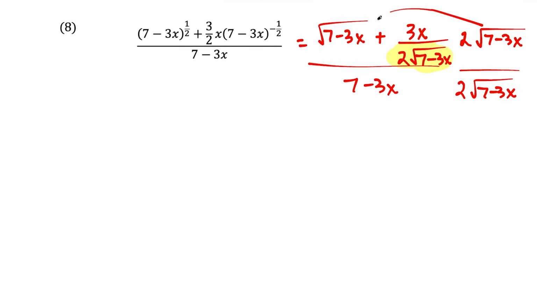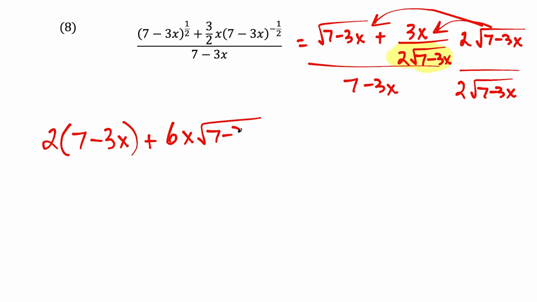So in the next line, we're going to distribute. And when we multiply here, we have 2 times square root of 7 minus 3x times square root of 7 minus 3x. The square roots are going to cancel, and we're going to have 2 times parentheses 7 minus 3x. And then we have plus, we do 2 times 3x is 6x. And then we have square root of 7 minus 3x. And this is over, we have 2 times square root of 7 minus 3x. And all of this is over a single fraction here.